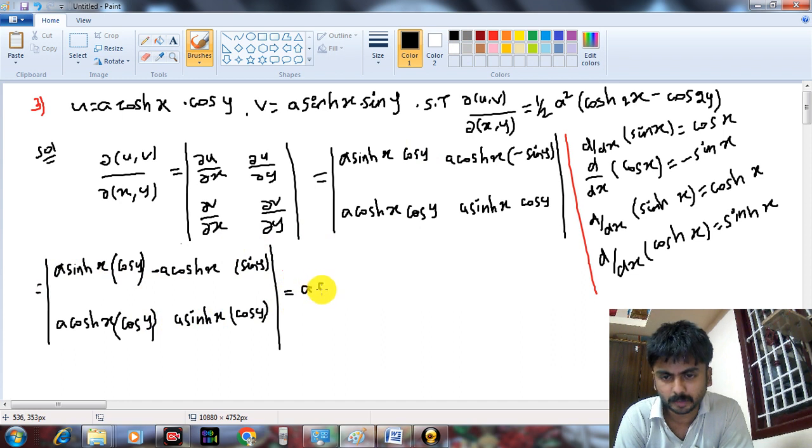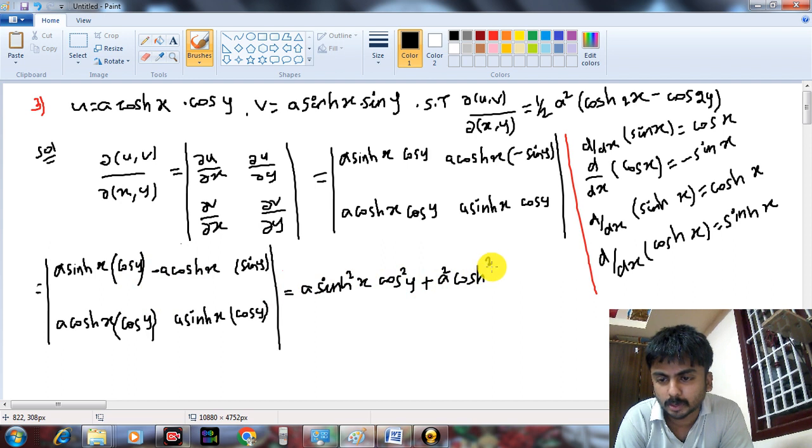A sin h square x cos square y, then this will become minus and minus will become plus, a square, then cos h square. We should not write cos square h, we have to write cos h square.